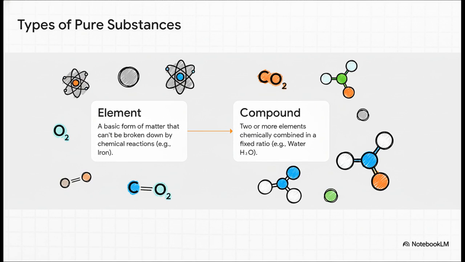Then you have compounds. This is what you get when two or more elements chemically bond together. The key word is bond. Unlike a mixture, they're stuck together in a fixed ratio, like two hydrogens and one oxygen always making water, H2O. And when they bond, they form a totally new substance with brand new properties.